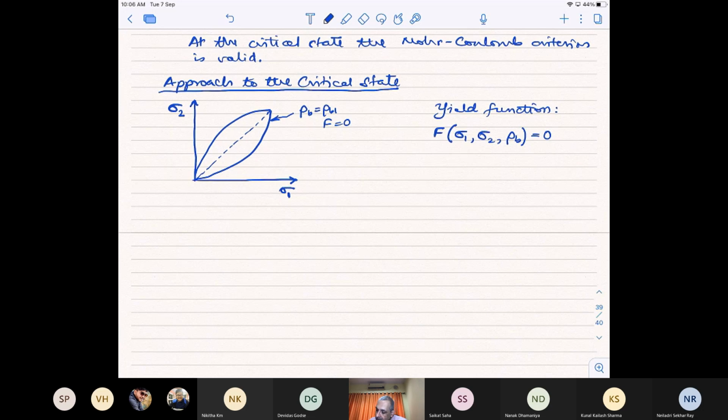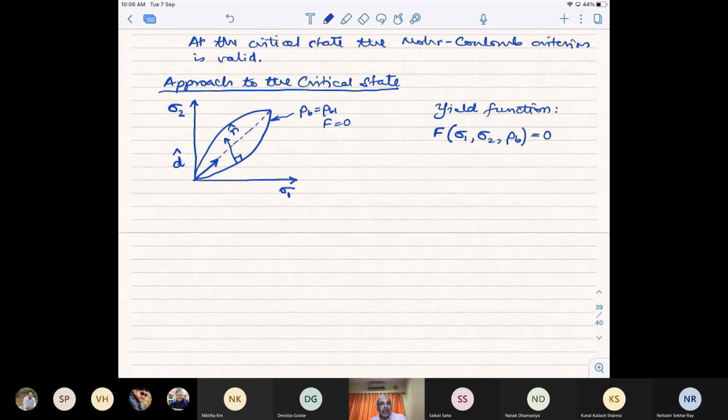And let's define this line as D, a unit vector along the diagonal, and let's define a normal vector to the yield curve to be n. Now we want to find out which is the yield point, which is the critical point on this curve.